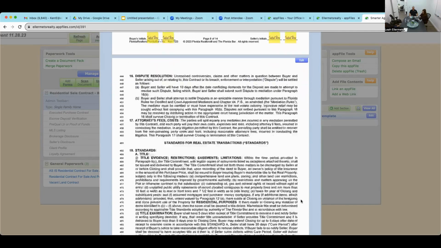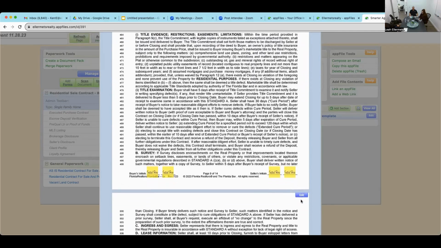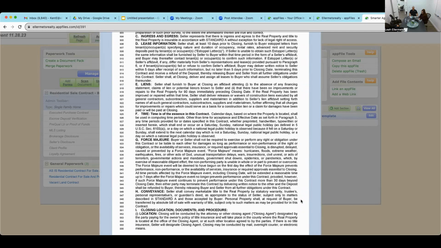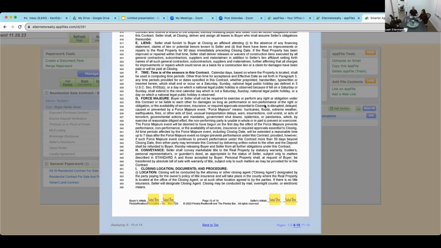If there are problems, how are they handled? This is typically the same, I believe, contract to contract. Time's always of the essence. I've got to double check that calendar days are based upon where the property is located, shall be used in computing time periods. I need to make sure and compare the two contracts on time periods.